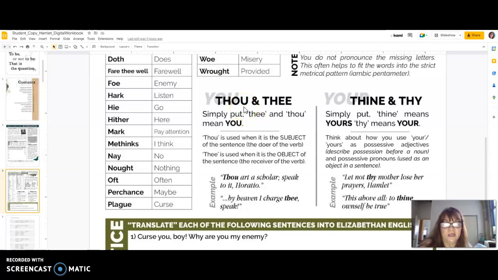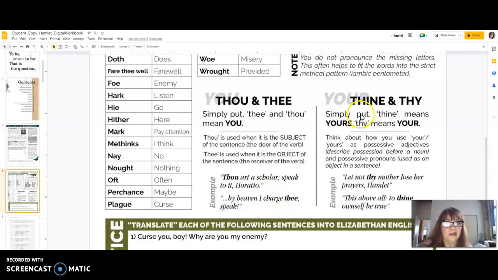We talked about thou, thee, thine, thy. Simply put, thee and thou mean you. Thou is used when it's the subject of the sentence, the doer of the verb. Thee is used when it's the object of the sentence, the receiver of the verb. I love you. You are the object of my affection. So an example, thou art a scholar, speak to it, Horatio. Horatio is a character in Hamlet. By heaven, I charge thee, speak. You are a scholar. You are a scholar. By heaven, I charge you to speak.